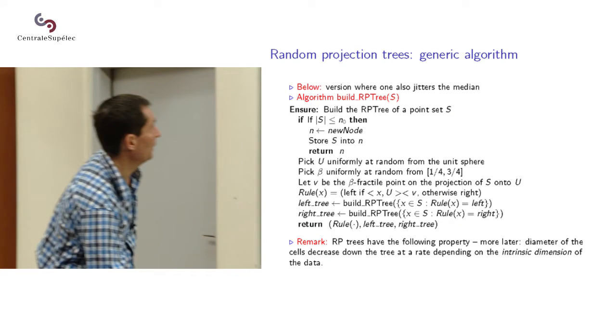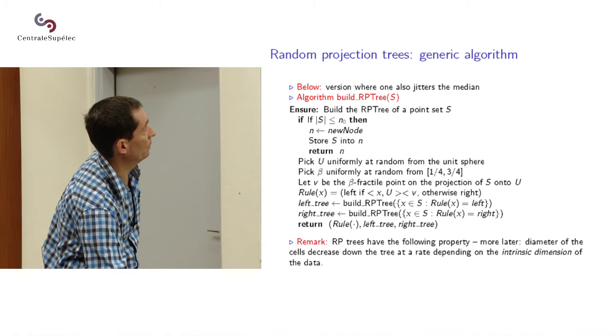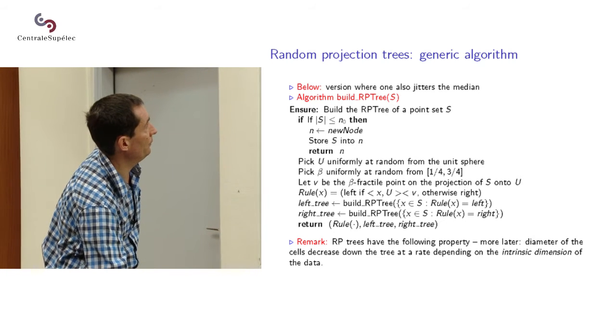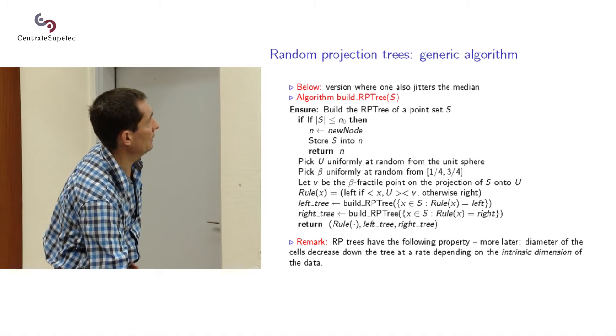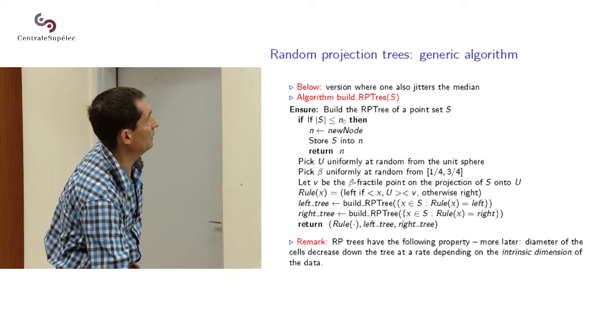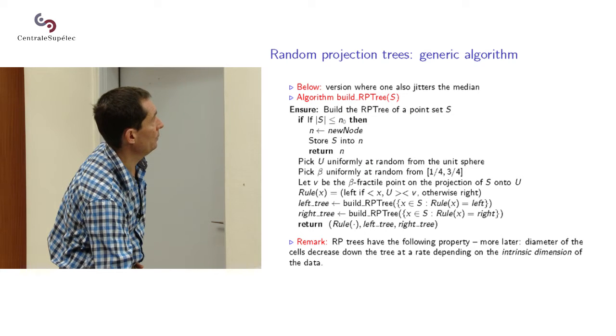And essentially, you are going to say that a point X is routed or sent to the left subtree if in projection along the U direction, you get a number which is less than beta, right? And it's going to be routed into the right subtree otherwise. And now you call the recursion, namely you build the left subtree with all the points in the current subset such that the rule tells you that such a point goes to the left subtree, and likewise for the right subtree.